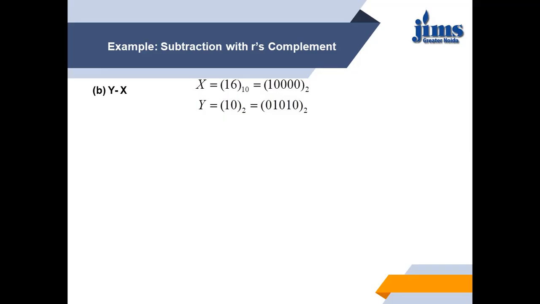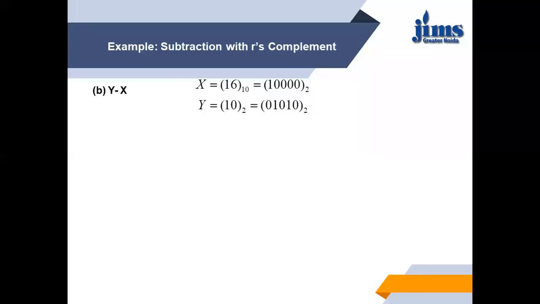So I have converted 16 into binary and 10 into binary, and make sure that for both x and y, the number of bits must be equal. If there is any unequal number, you have to pad at the MSB side. So now we have to perform y minus x. What we have to do is take the 2's complement of x.